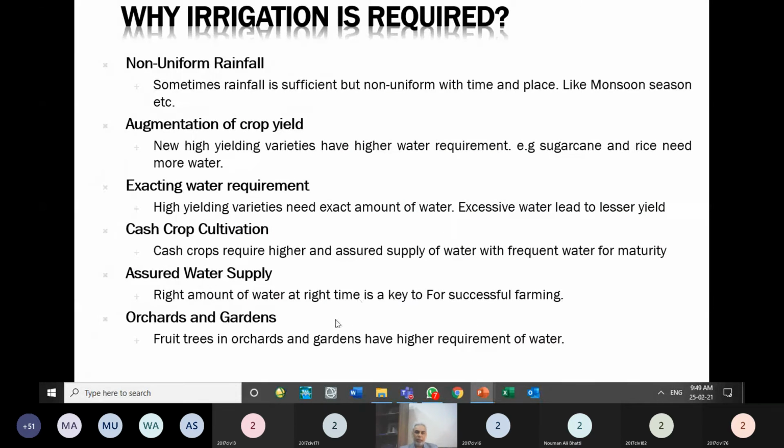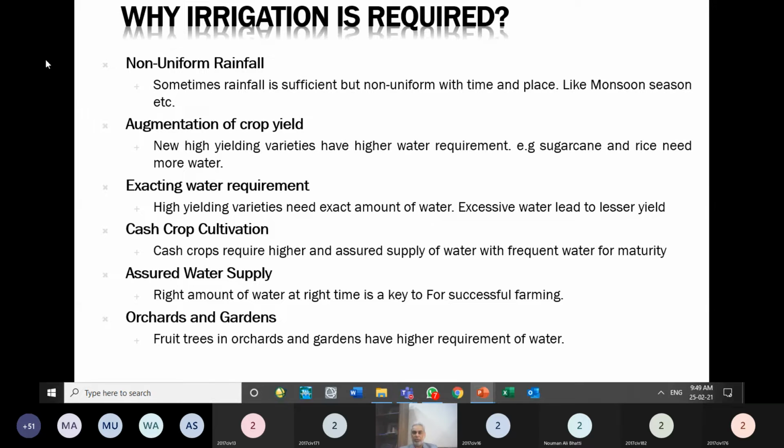Why irrigation is required? Something I have already covered, but now in a strategic, planned manner. Four or five reasons are mentioned over here that give rise to why irrigation is required. Rainfall is not uniform. We want to enhance crop yield. I have already discussed why we want to enhance crop yield: because our land is limited. Whatever land is available, we want to get more out of it.